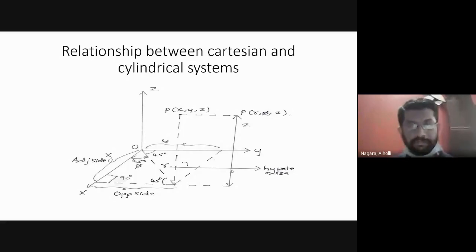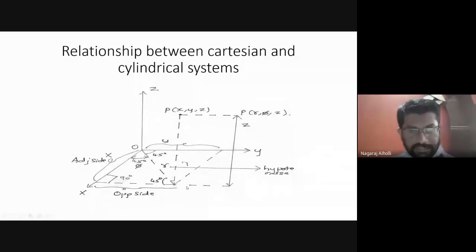So I have shown them parallel. Both the points, one is P of x comma y comma z, another one is P of r comma phi comma z. Now here, these are the x and y axis. This is our radius r, the radius r of the cylindrical system.